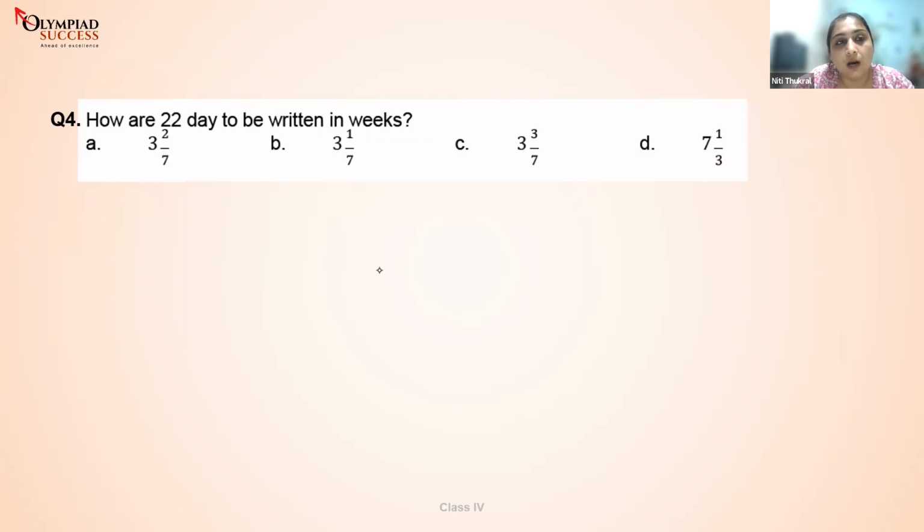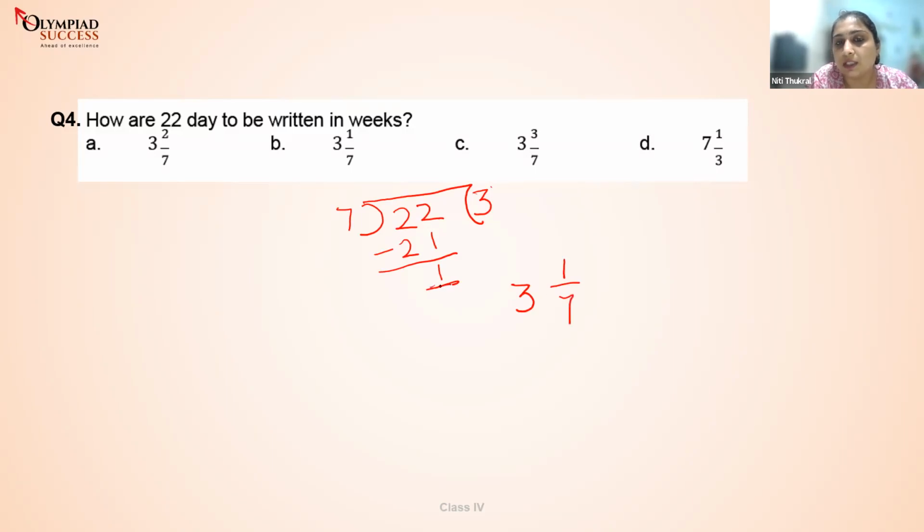Okay, next. How can 22 days be written in terms of weeks? Can anyone tell me this? Weeks? Anyone? Okay, let me solve it. Now what I'm doing, I'm dividing 22 days by 7. So 7 multiplied by 3 will give me 21. I'll subtract, I'll get 1. So now I'll write a mixed fraction. 3 is my quotient, 1 by 7, this is my remainder over the divisor. So 3 1 by 7. Is it correct? 3 1 by 7 is the correct answer. This is the way I can write 22 days.